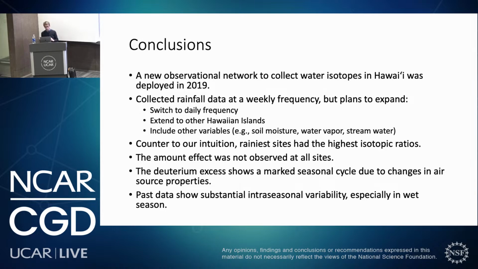The deuterium that we observed had a marked seasonal cycle, and this is really due to a combination of different sources of air, but also of the different properties that the air encounters. And some of the data that we observed in the past through GNIP showed substantial interseasonal variability, although much more data and a much longer collection is needed. So maybe invite me again in 30 years and I can tell you more about the interannual variability. Anyway, thank you so much for your attention and happy to answer any question.